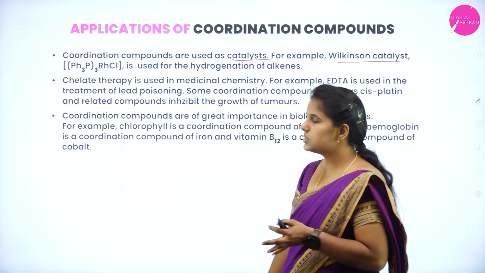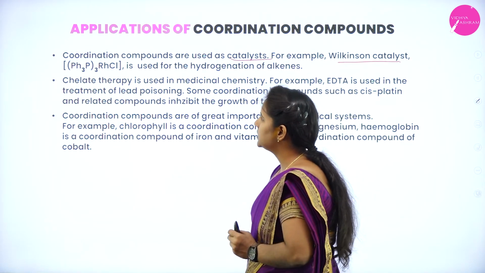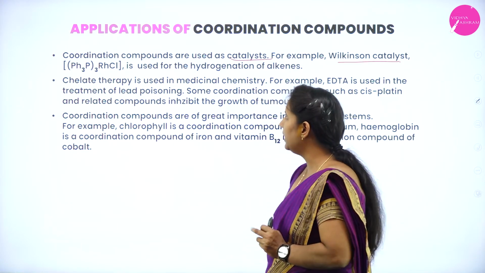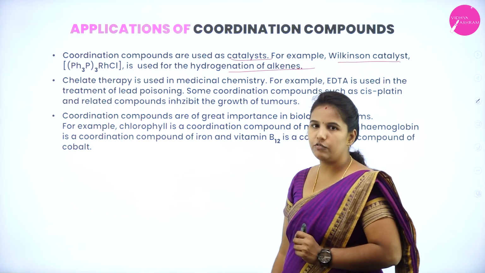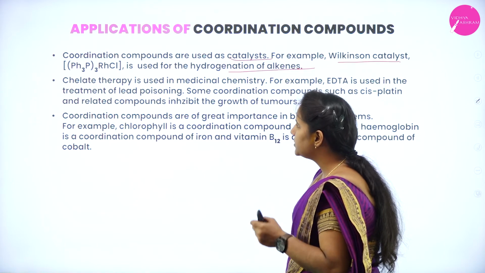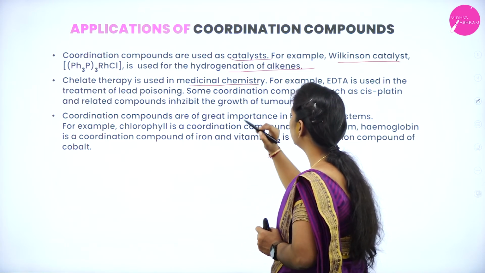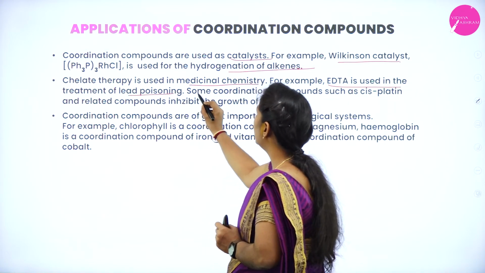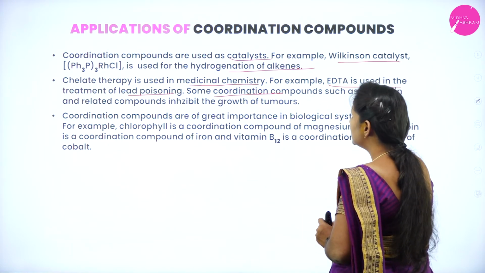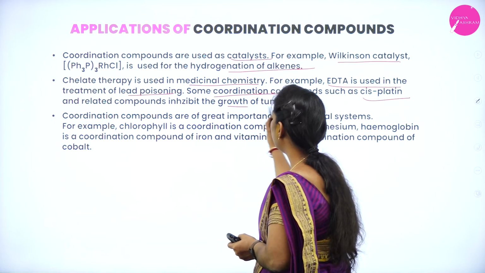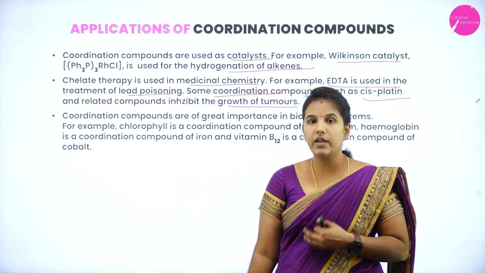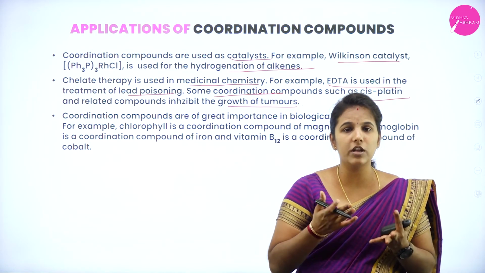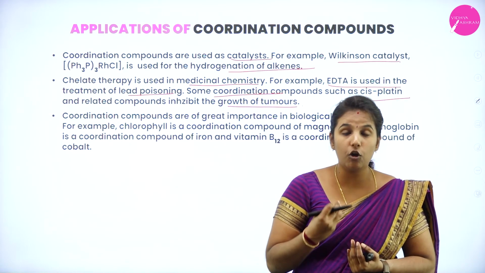For example, in hydrogenation, we use Wilkinson's catalyst, which is known as (PPh3)3RhCl, rhodium chloride, which is used in hydrogenation of alkenes. And in chelation therapy, it is used in medicinal chemistry. For example, EDTA is used in the treatment of lead poisoning, and some coordination compounds such as cisplatin and related compounds inhibit the growth of tumors. So we are very familiar with cisplatin, which is one of the treatments given to cancer patients to remove tumors formed in different organs of our body.